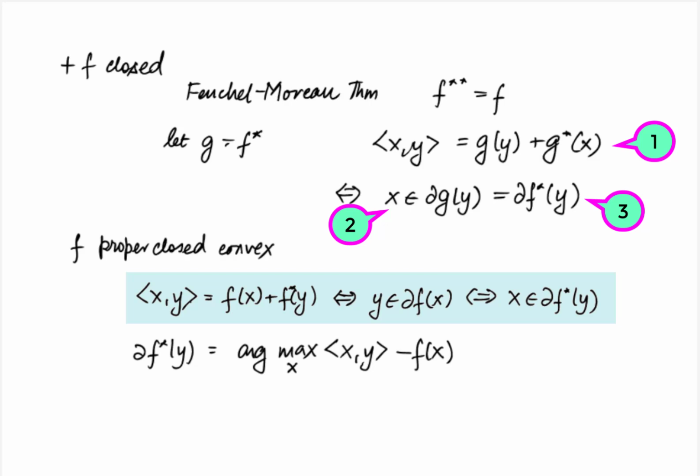Likewise, we also have that the subdifferential of f at x is the argmax set over y of x comma y minus f star of y. So in situations where these problems are solvable and are in closed form, it would be easy to find the subgradients of f and f star by solving these equations.